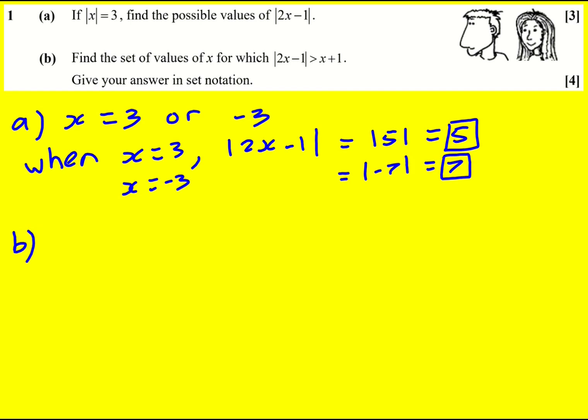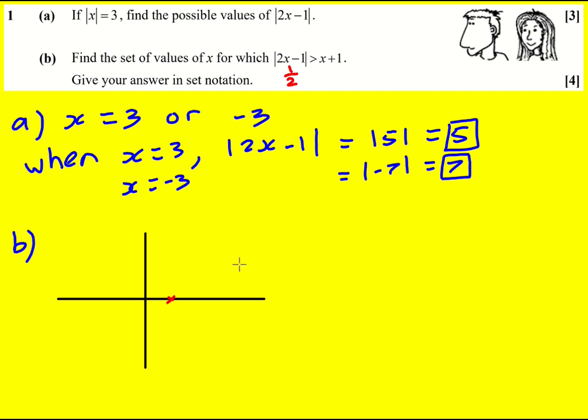On to part B. We'll ask for the set of values for which this is true. Now, my approach for this is always to draw a sketch. I think it's just a good shout. Okay, so first of all, modulus of 2x minus 1. I'm going to find what we call the critical point. That's when it's going to equal 0 and basically, when the modulus is going to come into effect. So it's going to be when 2x minus 1 is 0, hence at a half.